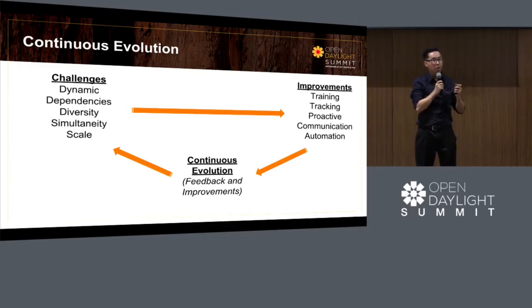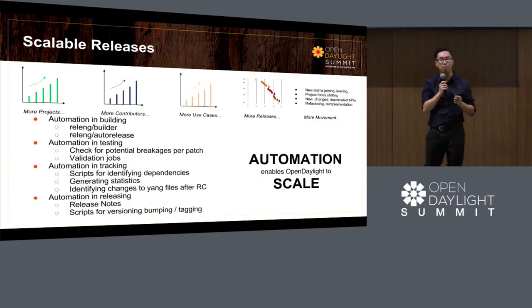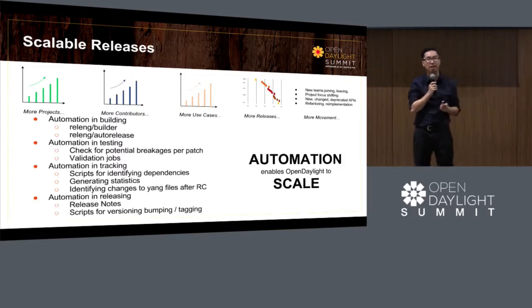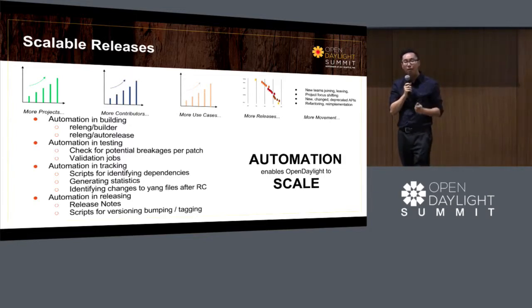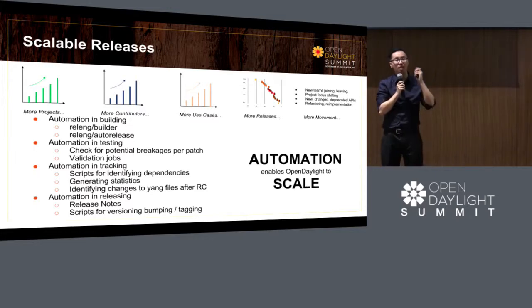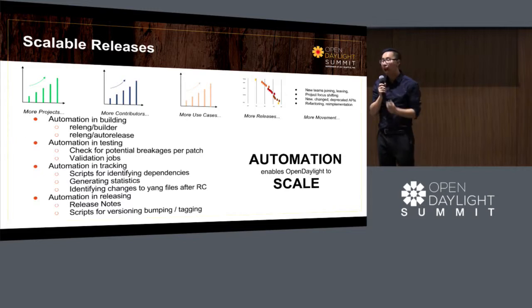But one of the things that I want to focus on is the scale and the automation. In fact, automation enables OpenDaylight to scale. With every new release, we are seeing more projects, more contributors, and more use cases from our end users, as well as more releases that we need to support. So it is through automation that we are able to scale and grow as a project.